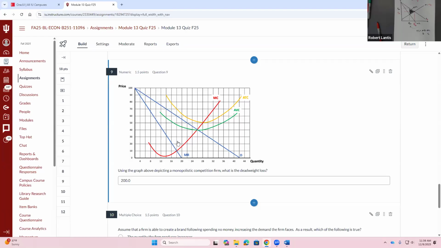When you're calculating the area of a triangle, remember, you always have to multiply by 1/2. Anytime you're calculating deadweight loss, it'll be the area of a triangle, so you should always have a multiplication by 1/2 in those deadweight loss calculations. Okay? Any questions on this one before we keep moving?